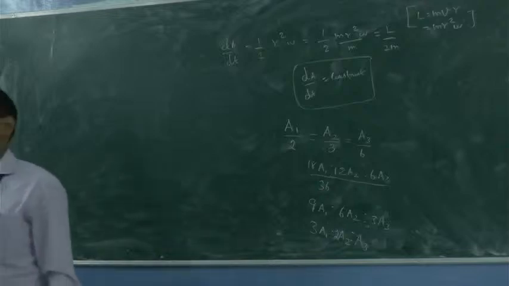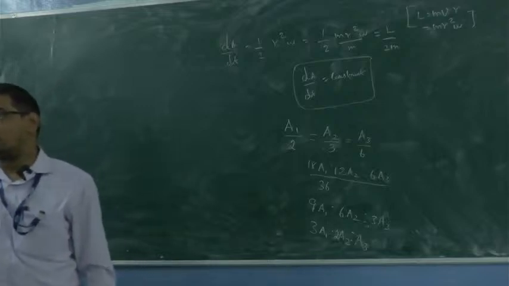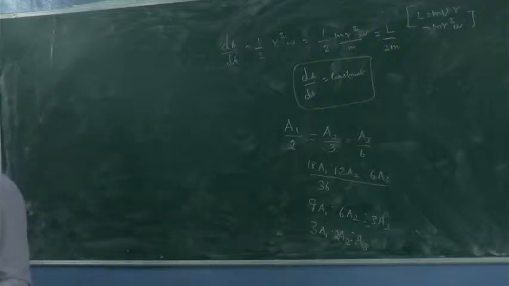Time period for Earth. Earth is revolving around the Sun. So Earth will take how long, how many days to complete one revolution? I am not talking about self-rotation. For self-rotation it will take 24 hours.